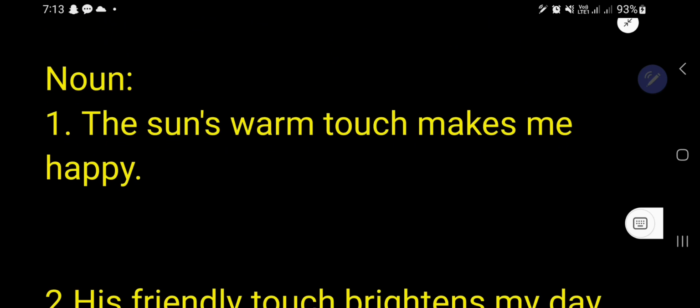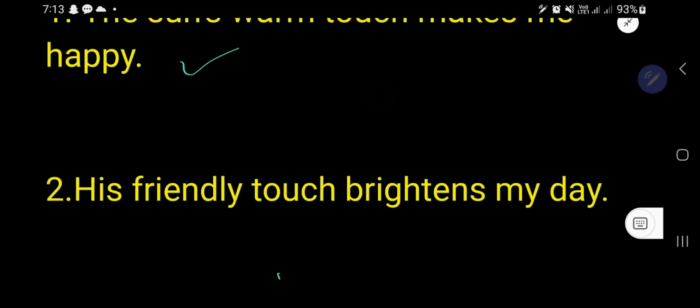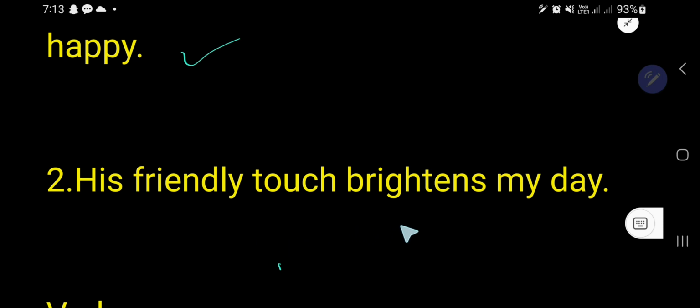Okay, so here is another example. As noun, the sun's warm touch makes me happy. This is an easy example, right? His friendly touch brightens my day. Here, touch is noun.